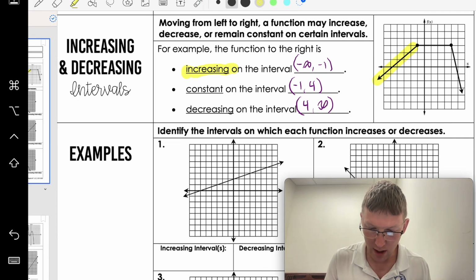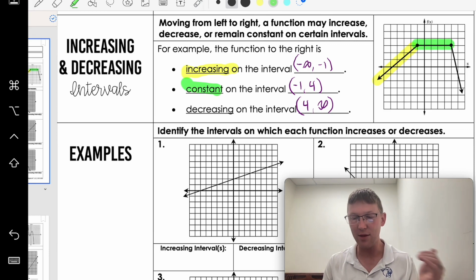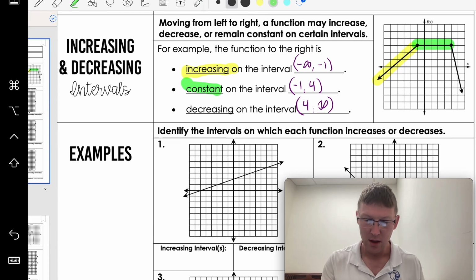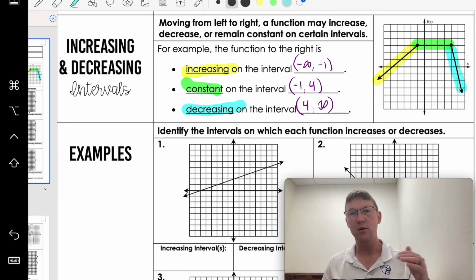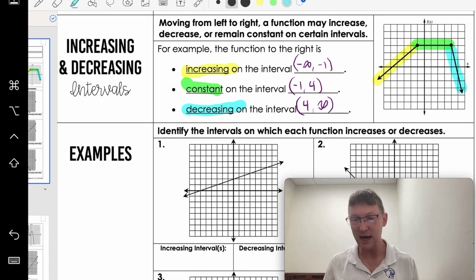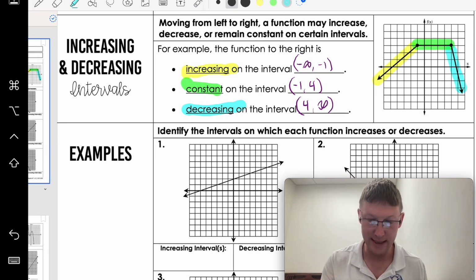So then we have this idea of constant. So constant, I think, is pretty obvious. It's when the y values are staying the same, again, as you move left to right. And then last but not least, you have decreasing. So again, as you move left to right, are the y values going up or going down? And for decreasing, they are going down.